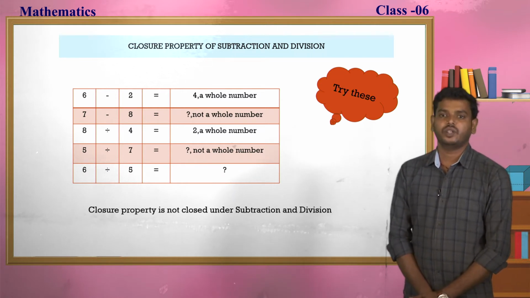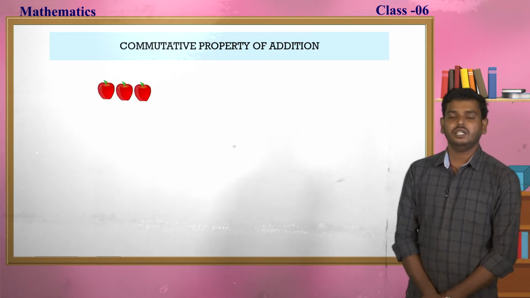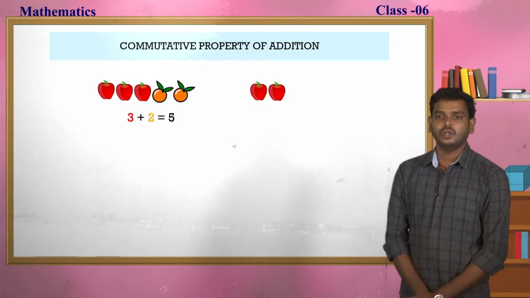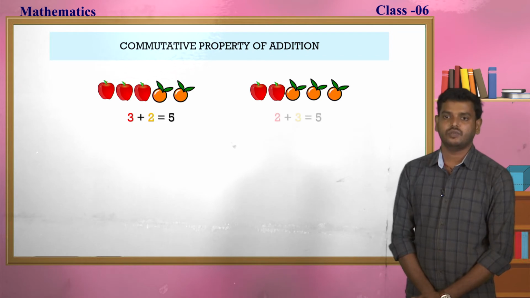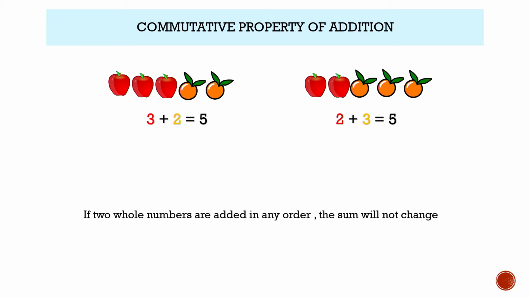Next, we will move to commutative property. We will see commutative property of addition first. What it says? For example, we have 3 apples over here and 2 oranges, which gives you 3 plus 2 is equal to 5. Is it correct, children? And on another side, 2 apples and 3 oranges, which gives you 2 plus 3 is equal to 5. See, children, you can observe here 3 plus 2 is equal to 5 and 2 plus 3 is also equal to 5. I can conclude that if two whole numbers are added in any order, the sum will not change. Is it correct? Yes.